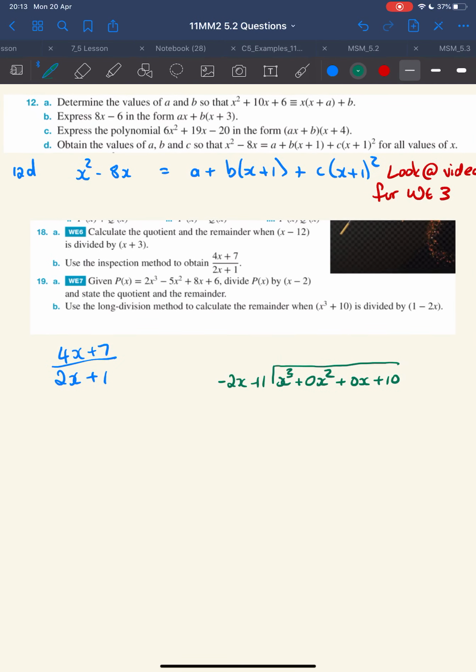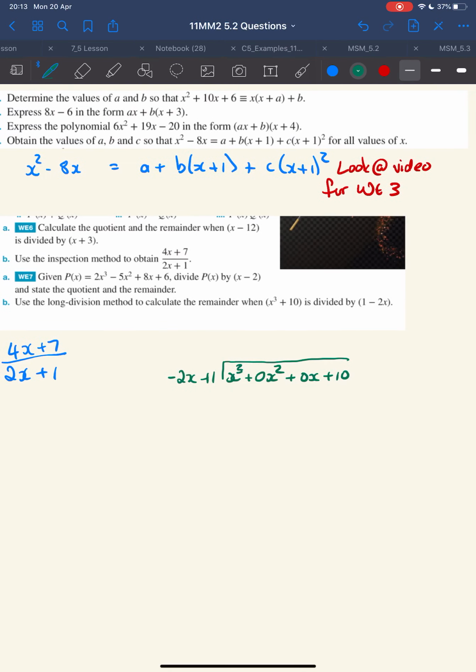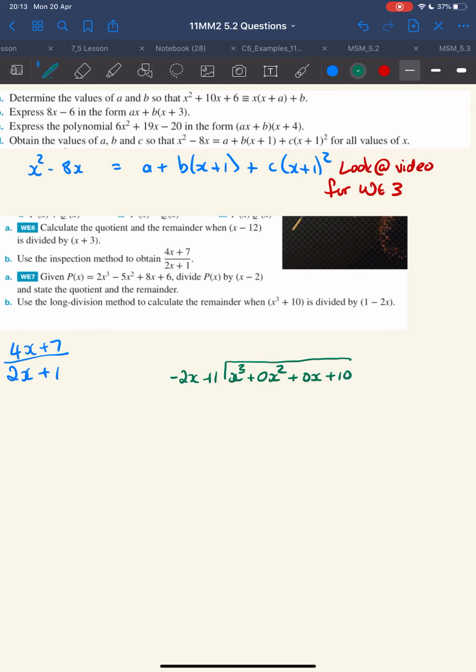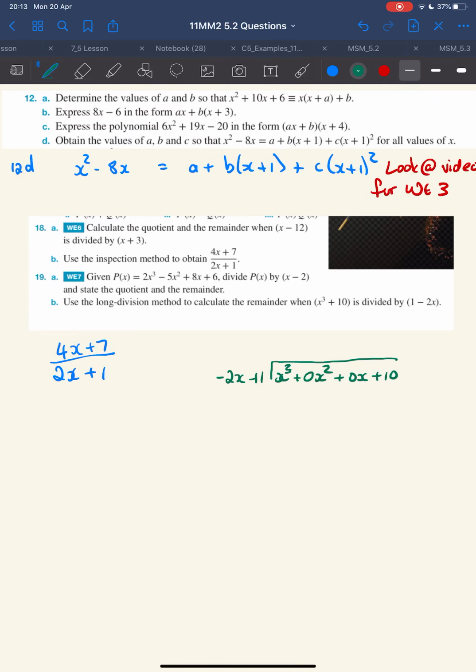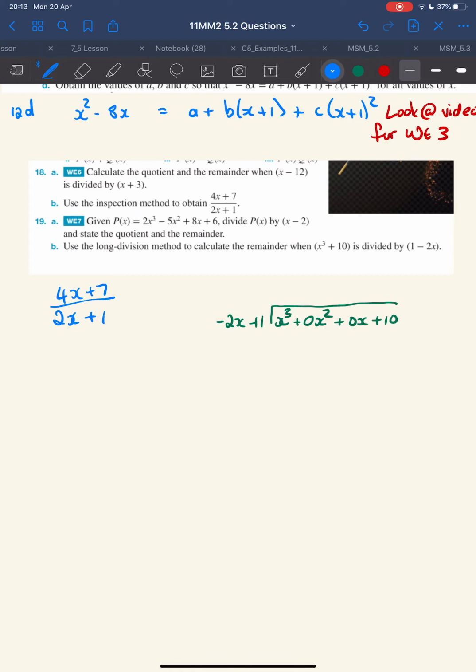I'm not going to do 12D. For 12D, just look at the video for work example 3. It's exactly the same thing. For 18B, I'm going to do inspection.